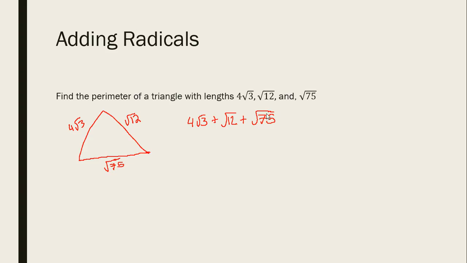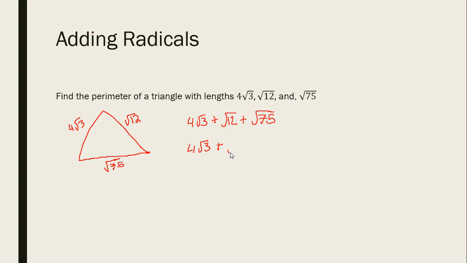But the problem here is we can't just simply add things that have different radicals. You cannot add what's inside the radicals. You have to have the same radical for each expression to be able to add them together. So what I'm going to try and do is simplify these radicals as much as I can. 4 root 3 cannot be simplified because we cannot take the square root of 3.